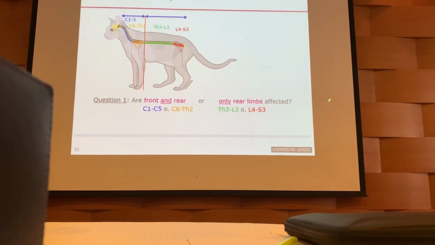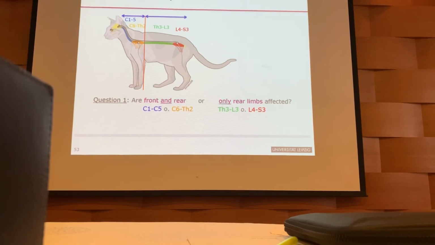If a patient has only rear limb deficits, then the spinal cord from here to here has to be normal, otherwise the front limbs would be affected as well. So a patient who has spinal cord disease that is only affecting the rear limbs has a problem either in the T3-L3 or L4-S3 area. And the opposite applies in a patient that has spinal cord disease where front and rear limbs are affected. The problem has to be in that area, because if the problem would be here, the front limbs would be normal. Is that understandable? Yes. So with this very easy question, you have reduced your 4 options to 2.